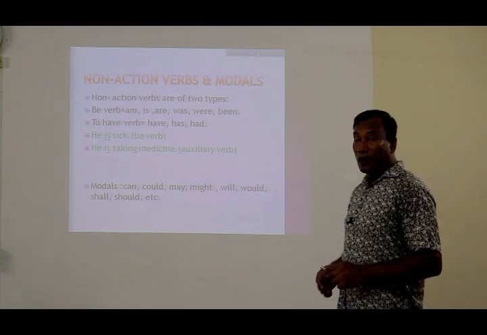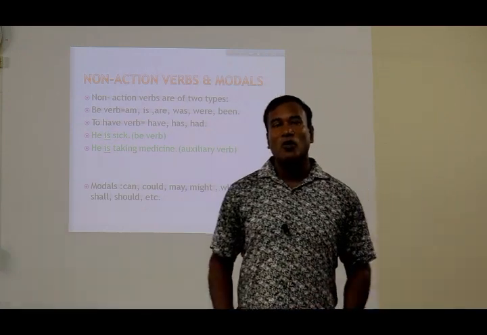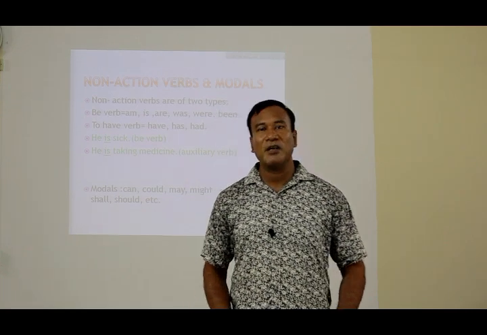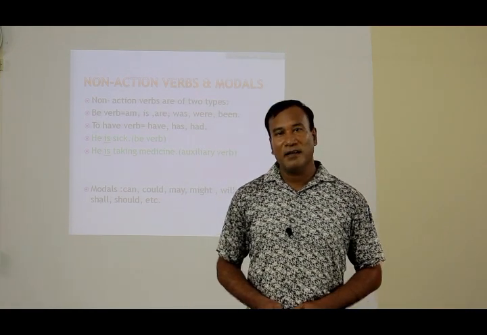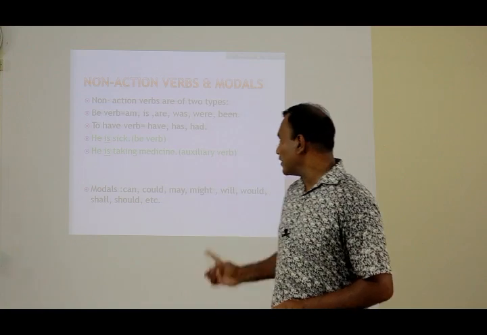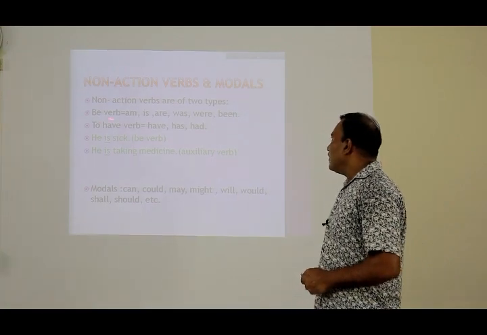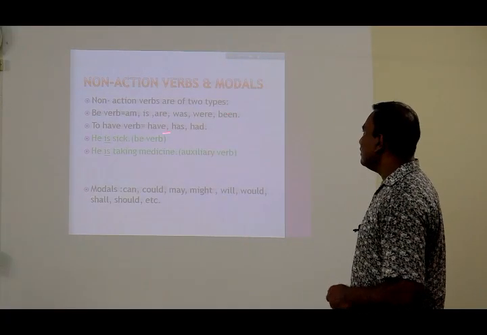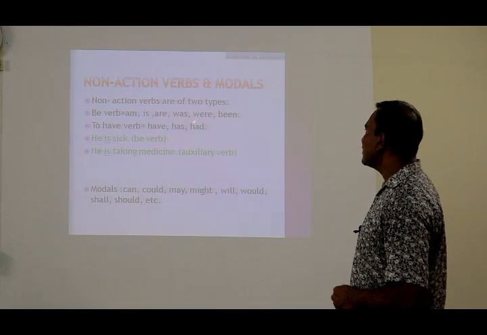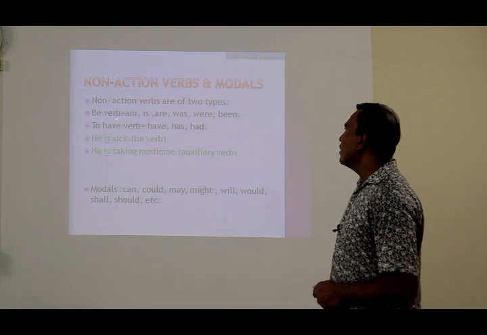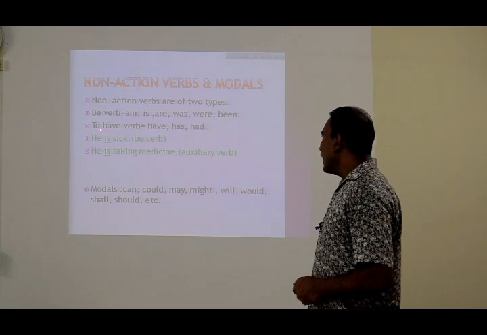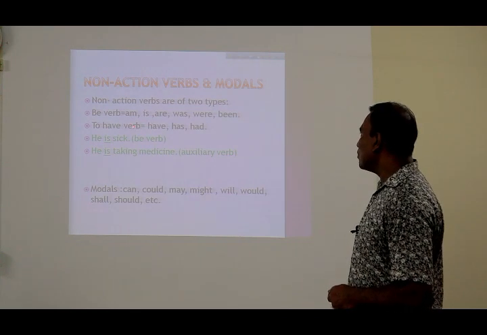Okay. Now I want to talk about non-action verbs. Non-action verbs are be verb and have verb. Look at the slide. Be verb: am, is, are, was, were, been. Have verb: have, has, had. Be verb means হওয়া. Have verb means কারো কিছু আছে.